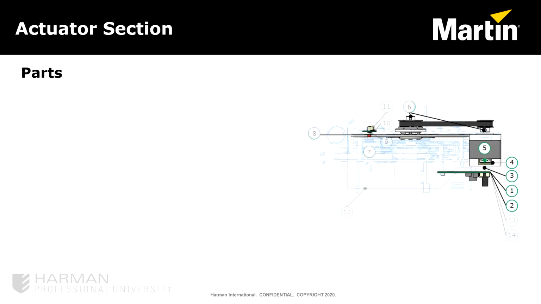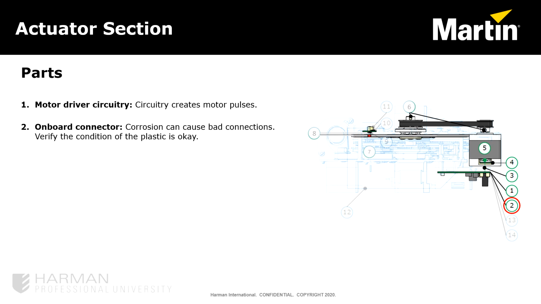In the actuator section of a fixture, there are several components to check when troubleshooting. The motor drive circuitry, shown as 1 in the figure, is used to create motor pulses, where 4 outputs are normally used. Part number 2, the onboard connector, should be checked for corrosion causing bad connections. With newer fixtures, it's rare to find dry solder joints, but older Mac 250 and 700 range products did suffer from dry solder joint problems and should be checked.